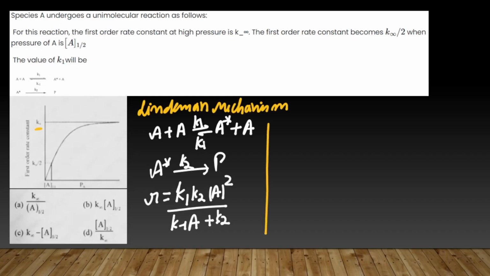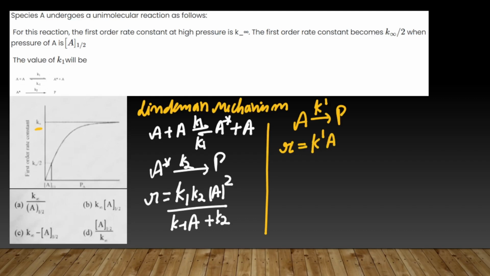But in the actual reaction, what we observe is the observed rate constant. For that we can write A giving the product P, where the rate constant is K dash. So the observed rate is equal to K dash into A of it.